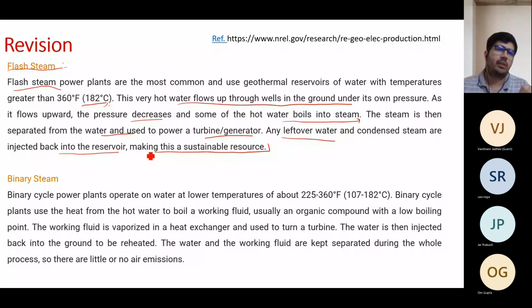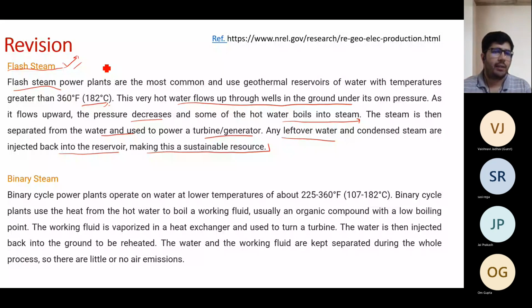Okay, this is the flash steam. Basically we are using some flash chambers. Flash chambers decrease the pressure and try to maximize the steam from the hot water.